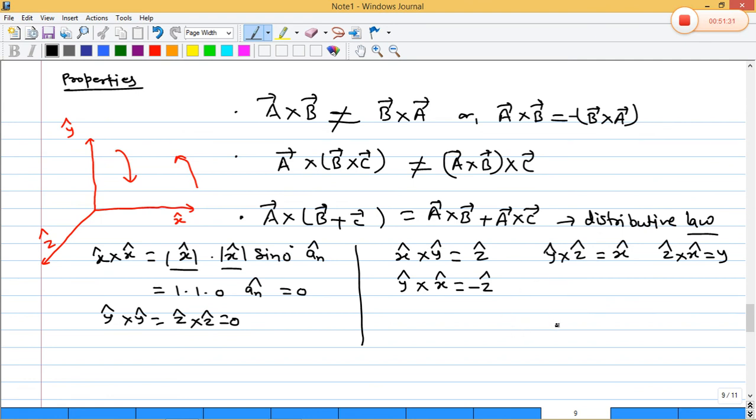For convenience, we can write this in a triangle. x cross y gives z cap positive, y cross z gives x cap, z cross x gives y cap. If I multiply z cross y, then it will be negative, so it gives minus x, and x cross z gives minus y. So this we have to consider.